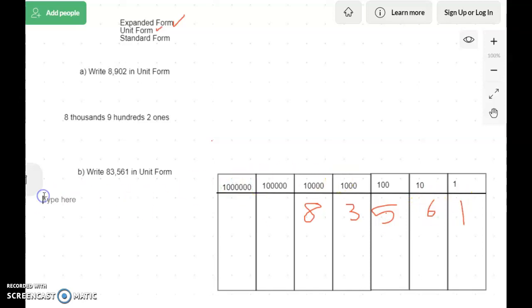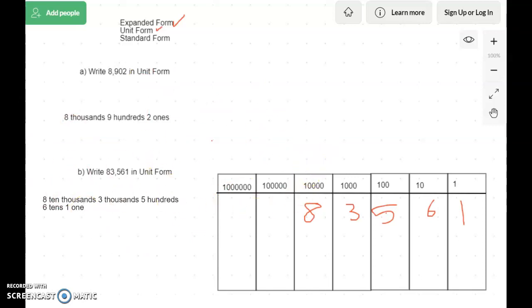I have 8 10,000s right here. 3,000s. 500s. 6 tens. And 1 one. That's it for unit form, really. There's not much more to it besides that.